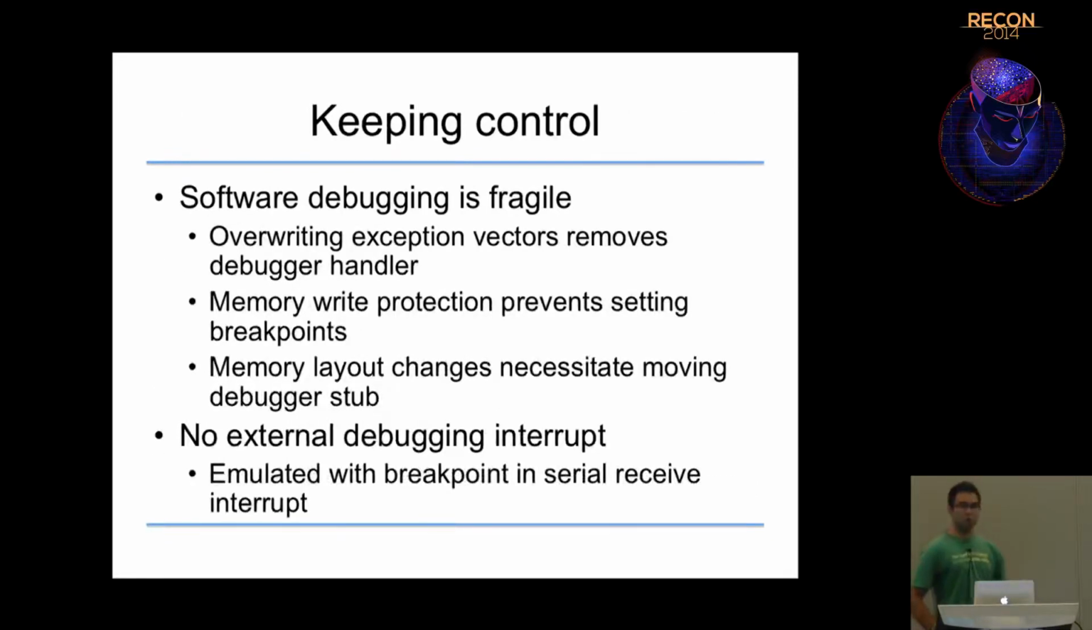So while going through all these stages, I had some small problems with my software debugger, because software debugging is quite fragile, so you need to be careful that the exception vectors don't get overwritten, otherwise you lose control. And this happens several times when you switch from one firmware to the other. Also, you need to be careful to not have memory protection, because this will prevent you from setting breakpoints. And finally, the problem during those stages is that the memory layout changes quite drastically. So in the beginning, I had my stub in the SRAM, but I needed to move it to DRAM afterwards because the main firmware was using the whole SRAM.